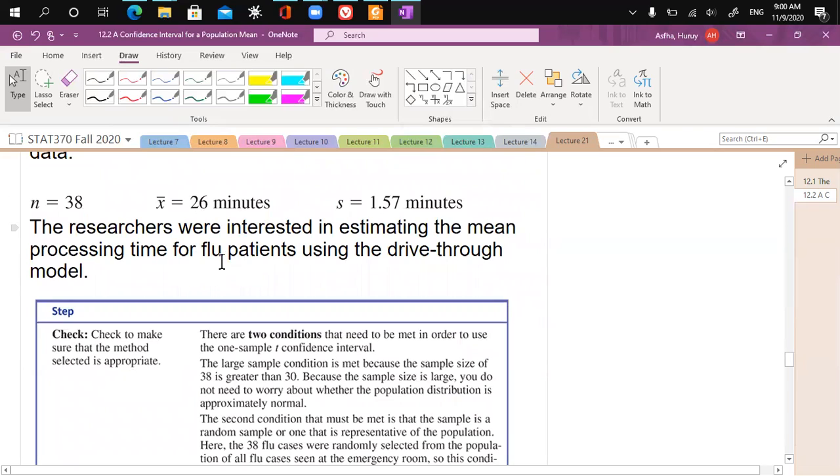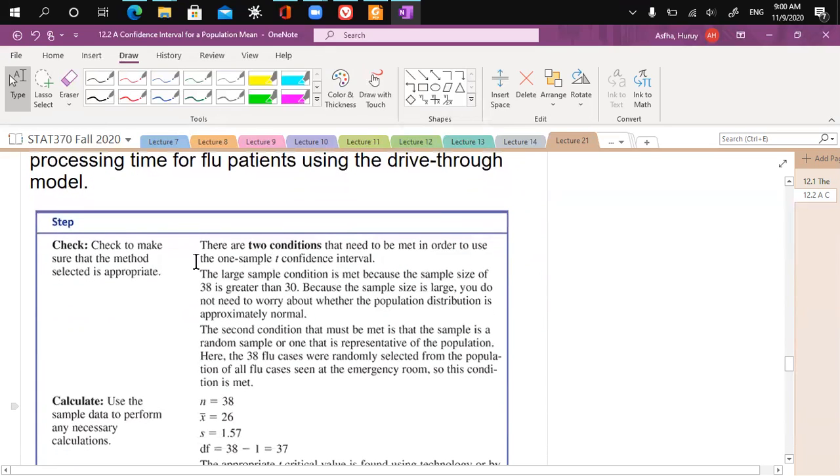So in order to estimate this mean processing time, they have to collect some sample, and they collected 38 patients with mean waiting time 26 and standard deviation 1.57. Now, first we check the conditions. To make inference, we always check the conditions first. The two conditions are, one, n has to be greater than 30, which is true in this case. And the other one is we need a representative sample, a simple random sample.